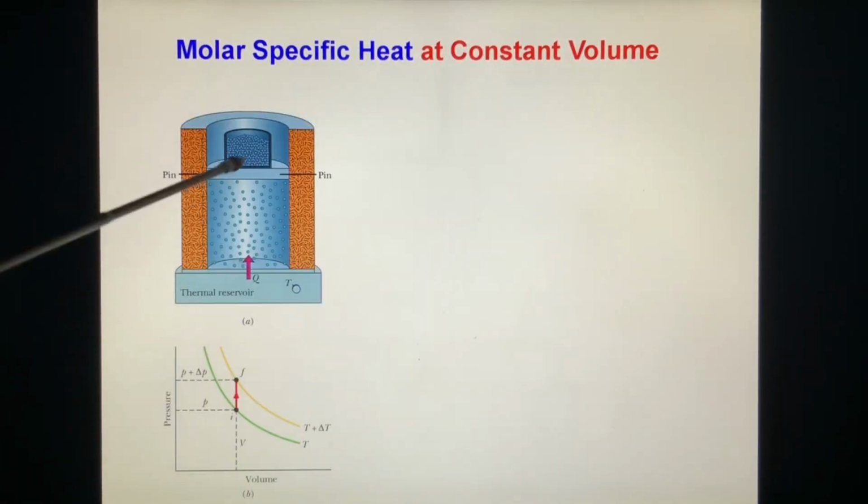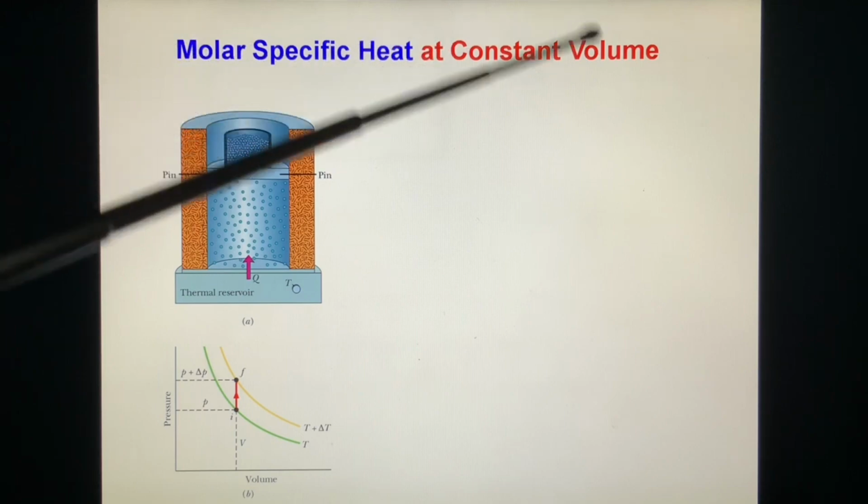We look at this gas, okay, an ideal gas. We lock the piston by a pin, so the gas cannot expand or be compressed. Here we have a heat reservoir for heat exchange. So we look at this one: V is constant from the initial state to the final state, okay? P changes, T changes, okay? We want to find the molar specific heat at constant volume.